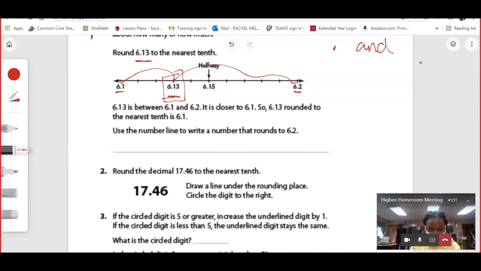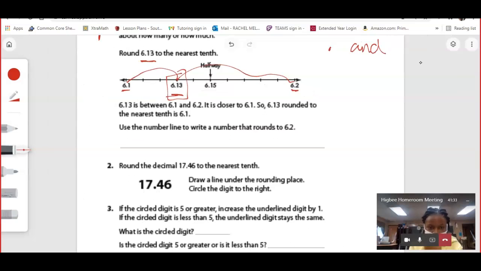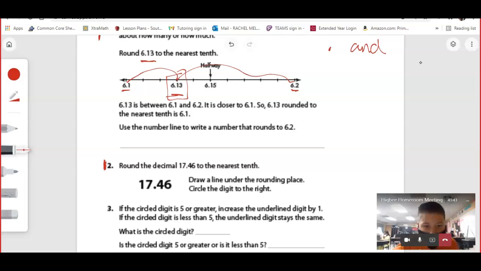Okay, so number 2. Who would like to read number 2 right here for us? Brandon, go ahead. Round the decimal 17 and 46 hundredths to the nearest tenth. Draw a line under the rounding place. Circle the digit to the right.